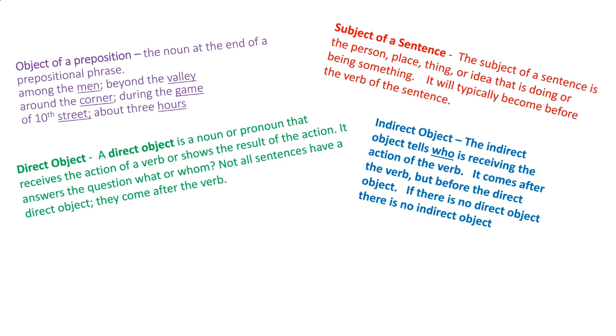Finally, you have the indirect object. The indirect object tells who is receiving the action of the verb. It comes after the verb, but before the direct object. So think of it like a sandwich. Your verb and your direct object are outside, and then your indirect object is in the middle. Okay? If there is no direct object, there is no indirect object. That's important to understand. So not all of these sentences are going to have direct objects, and not all of these sentences are going to have indirect objects. The best way to do this is to go ahead and practice.